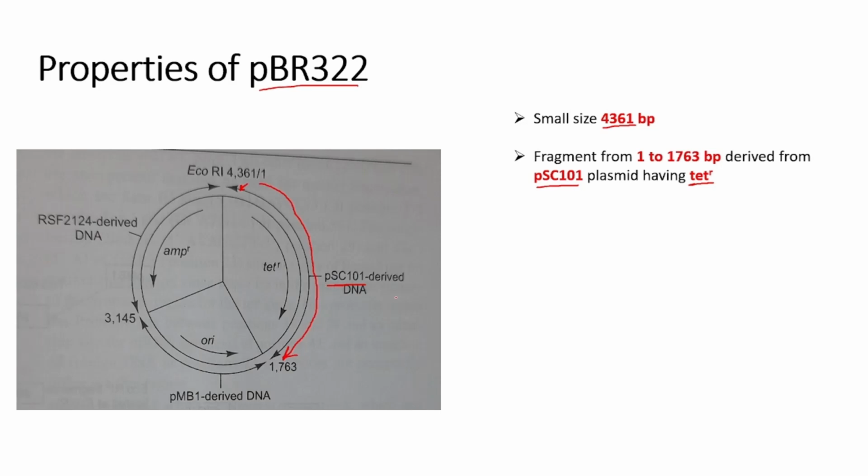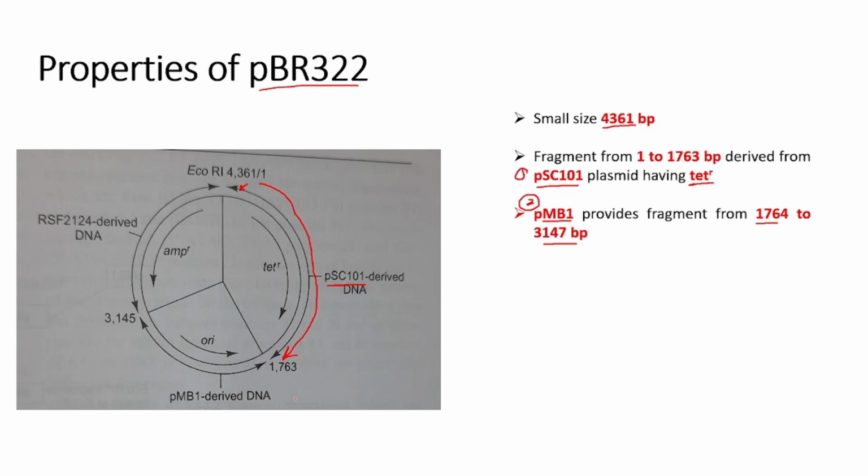So this plasmid has been used to make the first 1764 base pairs of the plasmid vector pBR322. Next, the fragment from 1764 to 3147 base pair. This fragment has been derived from another plasmid vector, which is pMB1. So this is the second plasmid which has been used to construct the plasmid vector pBR322. First was pSC101, next was pMB1.